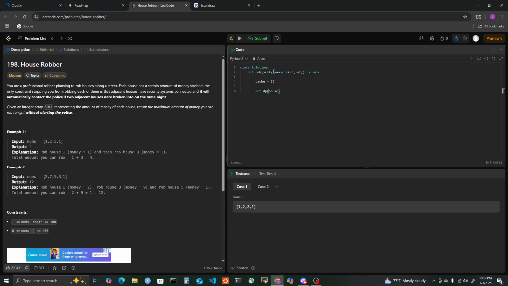I'm gonna say if house in cache, if house not in cache, then we need to find house. Else we're gonna return cache of house, and my two choices here is I take and jump 2, or I don't take and jump 1. Those are my 2 options. So I'm going to call this take. That's going to equal to dp.